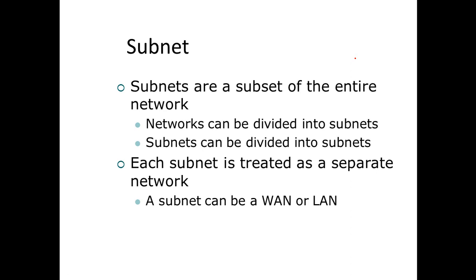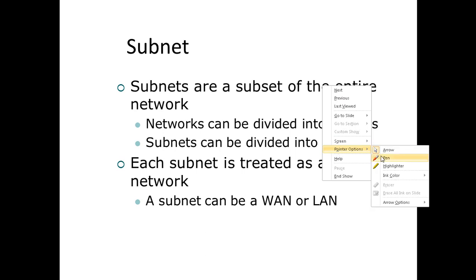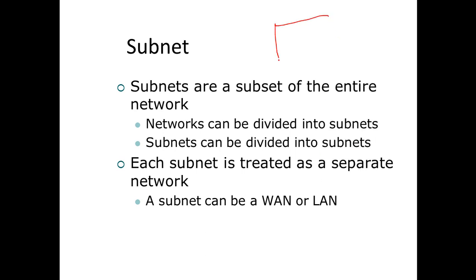A subnet is basically a subset of the entire network. Every subnet combines to form a big network. Let's say there's a big network and you have divided this network into, let's say, two networks. This is the first network and this is the second network, and the whole network name was, let's say, A. So this has become A1 and this has become A2. So A1 and A2 are the subsets of A, the entire network.